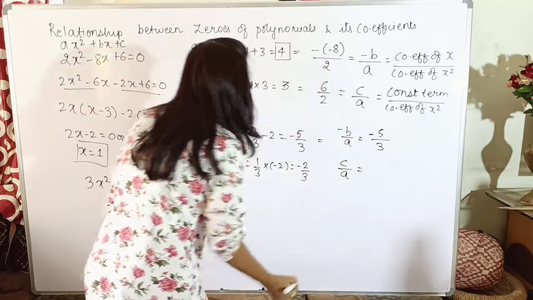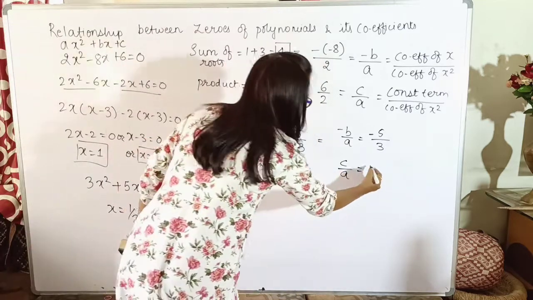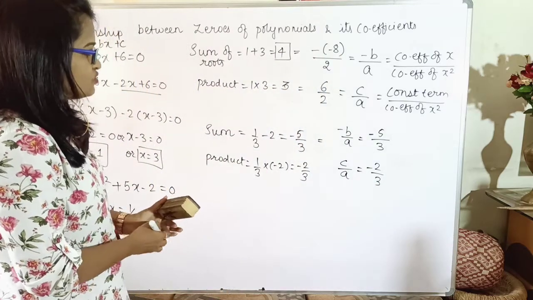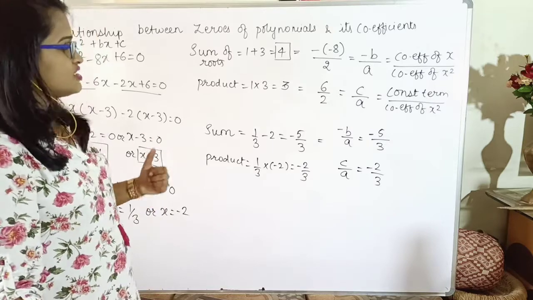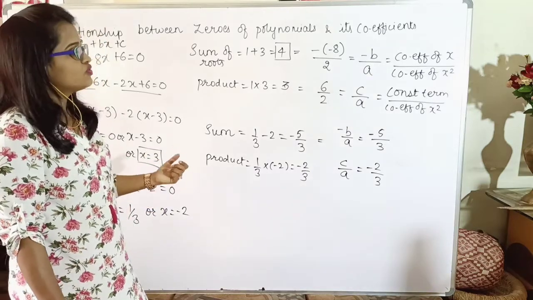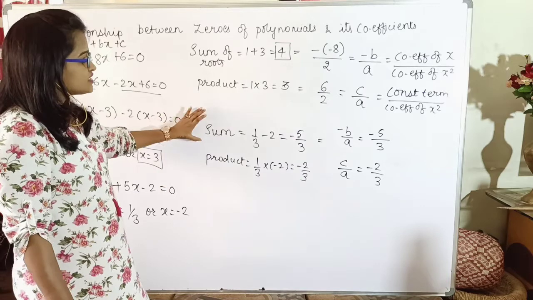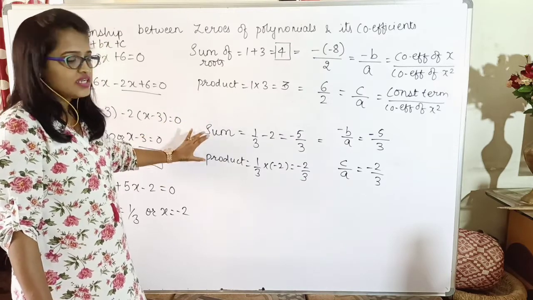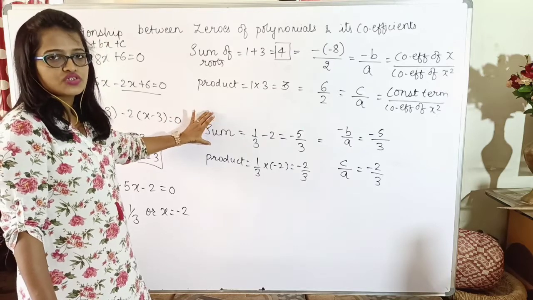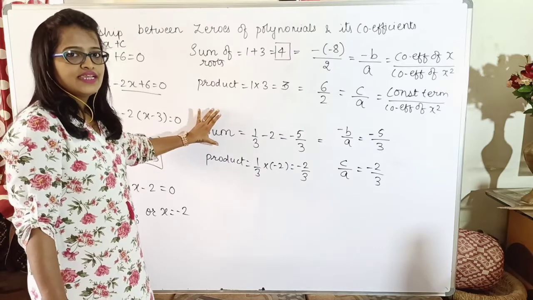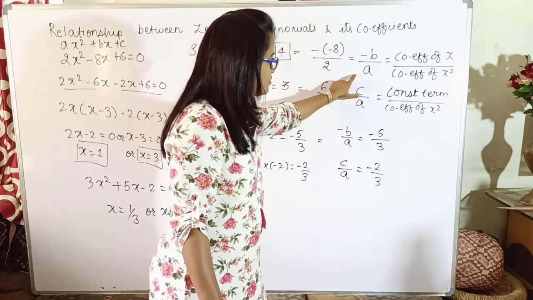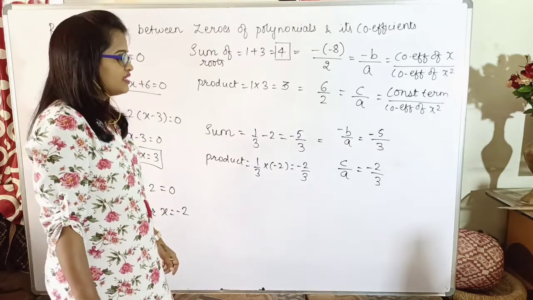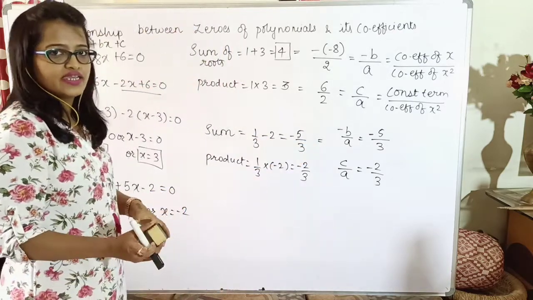What is the value of c? As you can see, the value of c is minus 2, whereas the value of a is 3. So here also I am getting the same values, isn't it? So just like the linear polynomials, we have found the relation between the sum of the zeros and the product of the zeros, isn't it? The sum of the zeros of the quadratic polynomial is given by minus b by a, whereas the product of the zeros of a quadratic polynomial is given by c by a, isn't it?